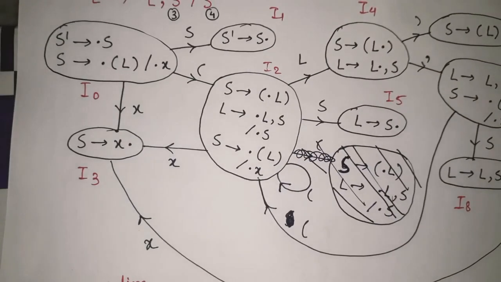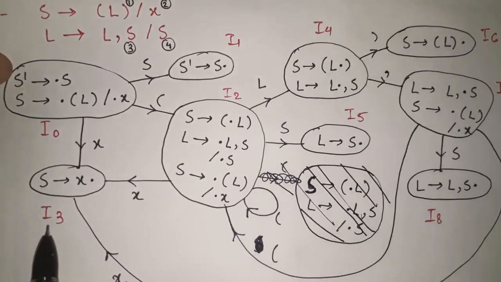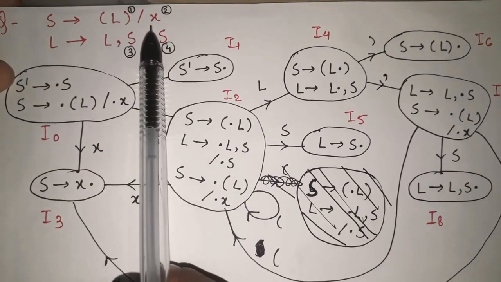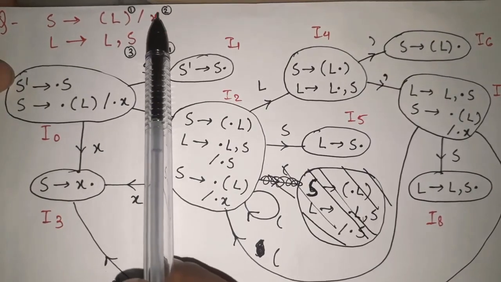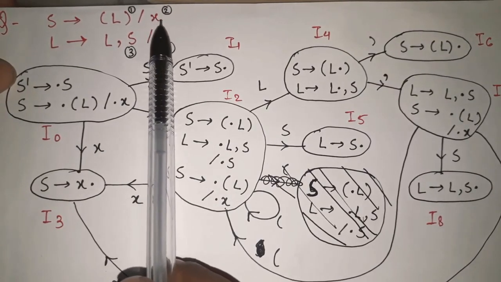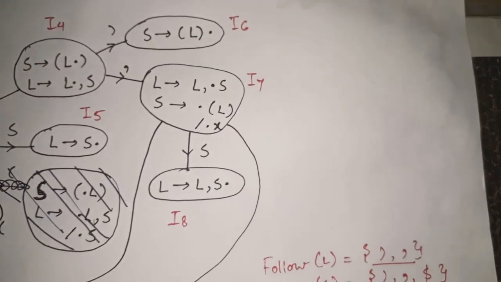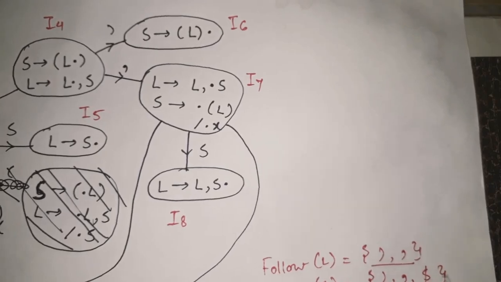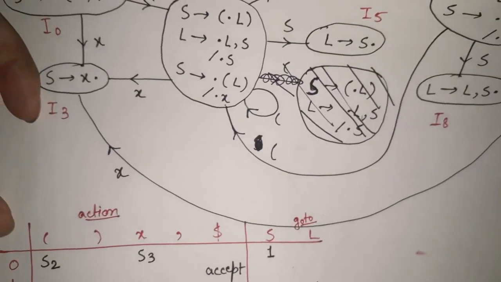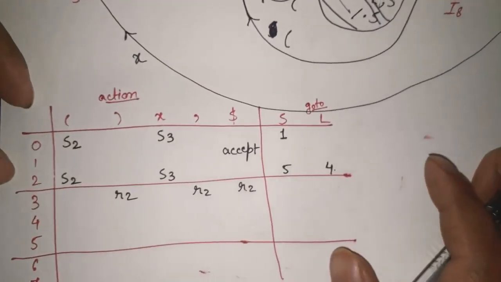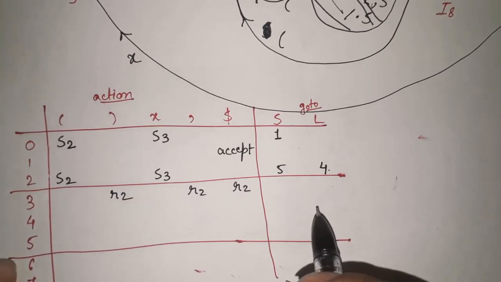Now, state number 3 is a reduction move, reduction number 2, S gives X dot. So I have to write R2 in the follow set of S, which means under opening bracket, comma and dollar. Fine, we have written these R2 reduction moves.